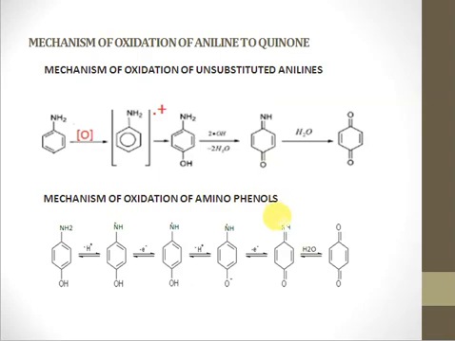In order to convert this imine type species into quinone, we add water, right? The addition of water to this iminic type species will result in replacement of this nitrogen with this oxygen. In this way we can convert aminophenols to para-quinone. So this is the method. Whenever you have a phenol, you can convert that into quinone. Similarly, when you have an aniline, you can also convert it into the quinone.